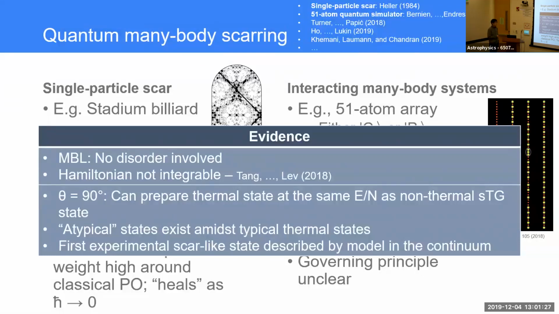So again, this atypical state exists amidst typical thermal states, which is kind of like you have many chaotic states and some periodic trajectories. So we believe this is the first experimental scar-like state that is described and modeled in the continuum, which is different from these lattice spin models. So this is actually a lot more difficult to calculate theoretically, and this demonstrates the power of quantum simulation.